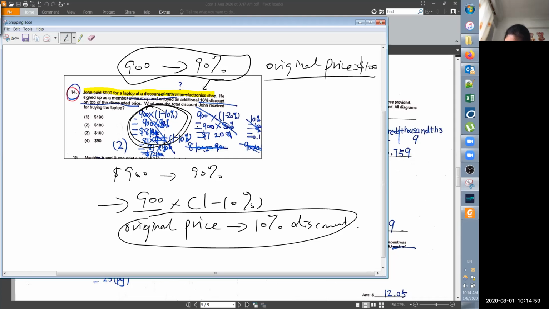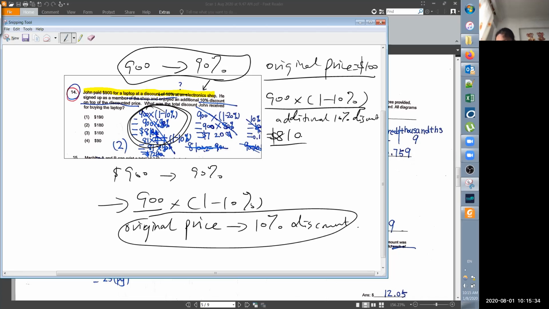So he signed up as a member of the shop and enjoyed an additional 10% discount on top of the discounted price. So that means this 900, he is still entitled to an additional 10% discount, which is this. So this is called additional 10% discount. Okay. So what do you get? So your answer is 810. Okay. So this will be the final price after an additional 10% discount.